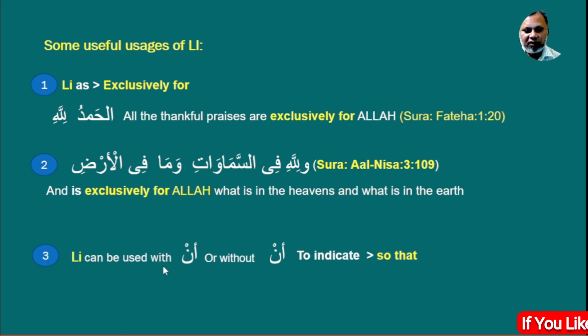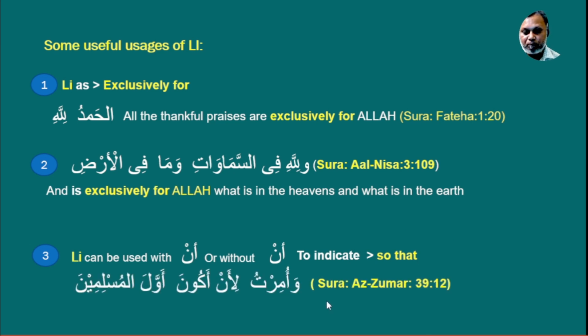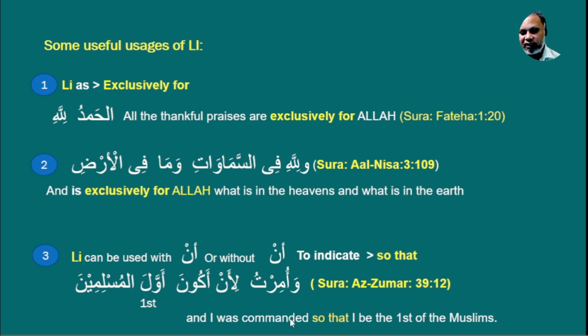Now li can be used with an or without an in order to mean so that, like in Surah az-Zumar 39:12. Wa umirtu li an. This is li an. Li is used with an. Li an means so that. Wa umirtu li an akuna awwala al muslimina. That means, and I was commanded so that I be the first of the Muslims.